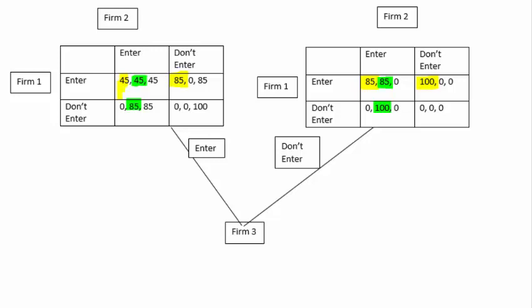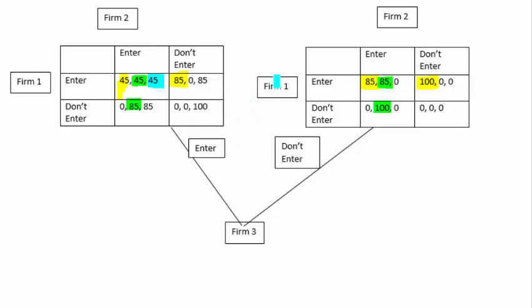Now we will look at firm 3's decisions, and this is where things get a bit different, as we would compare between the two tables of outcomes to see which would work best for firm 3. So, for example, if firm 1 decided to enter and firm 2 decided to enter, firm 3 would look at this 45 right here and this 0 right here between the two different tables in the same spot. So, as we can see, firm 3 would choose 45 as it is the bigger number than 0, and then we would continue on for each individual box.